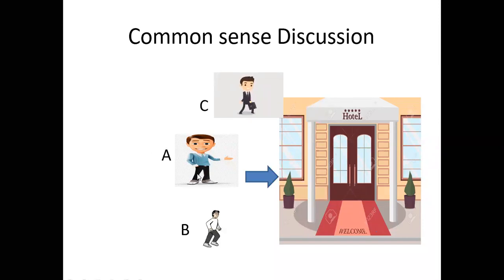Understanding everybody? Here, three persons are there: A, B, and C. First A and B, two persons, are coming to the hotel. Just before the entrance of the hotel, A sees one more person, that is C. At the entrance of the hotel, A says to B, you just go in and order a cup of tea, and I will join you within a fraction of time. Okay, so this is the story.